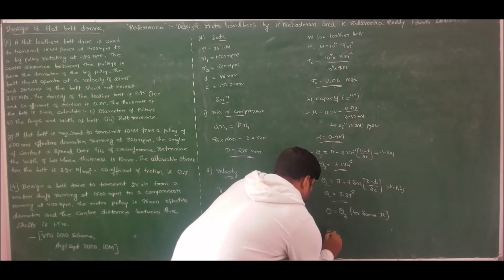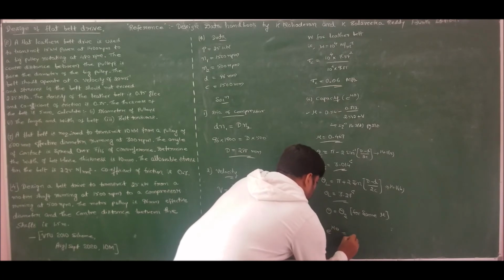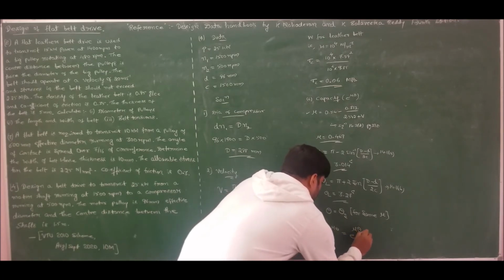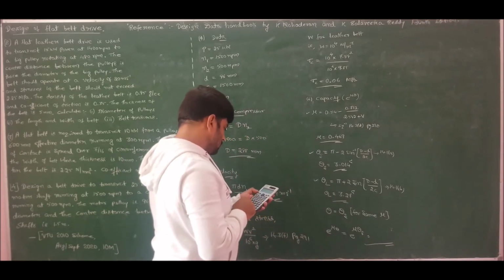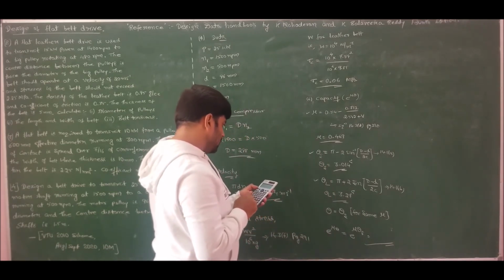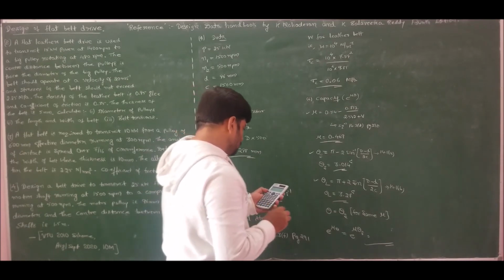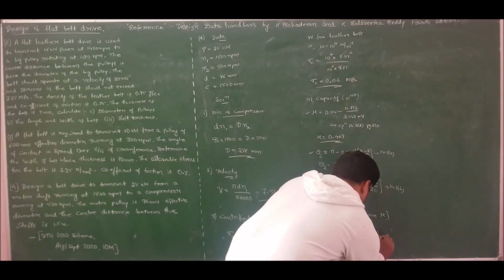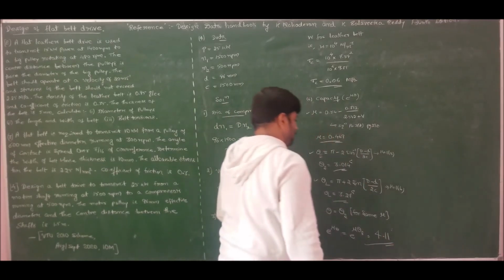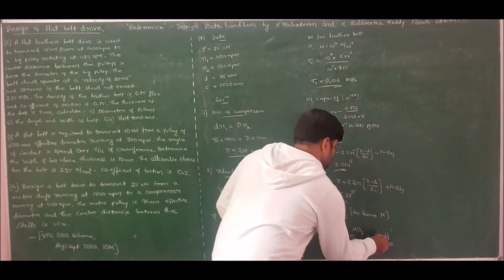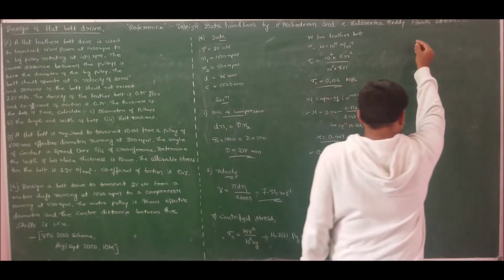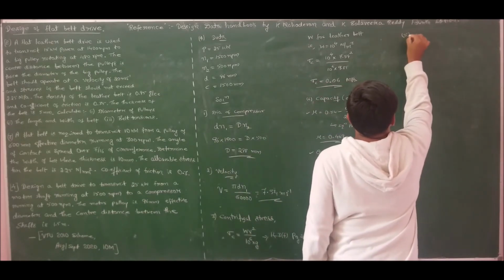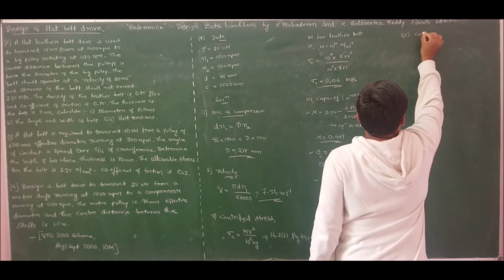Therefore the capacity, e to the power of mu theta, is e to the power of mu theta s, which turns out to be: coefficient of friction is 0.469, theta s is 3.014, giving 4.11. So the capacity is 4.11.